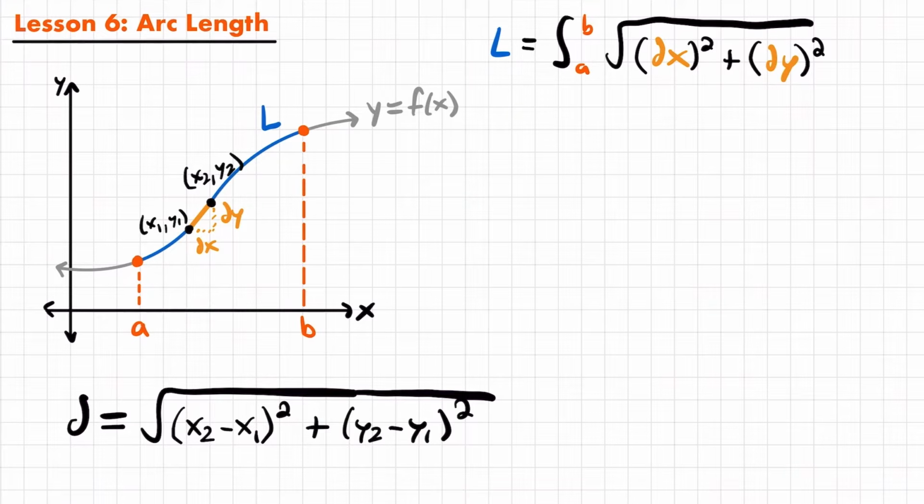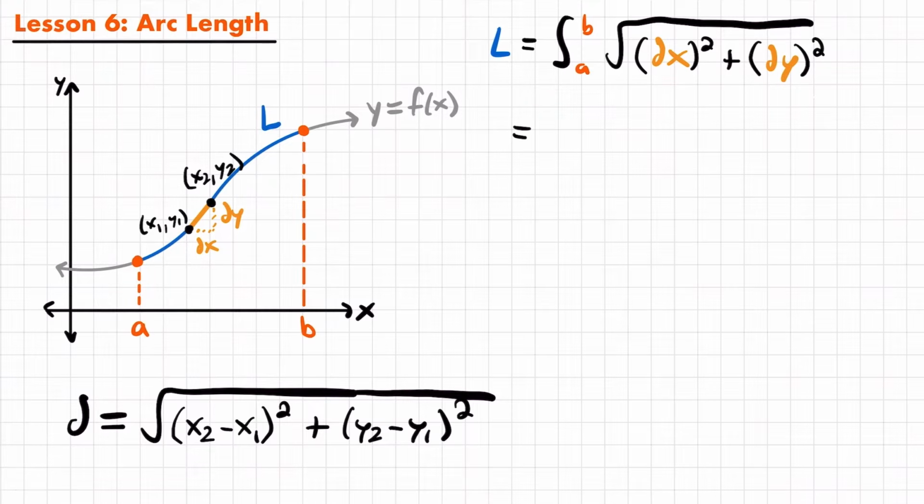Now, while that is true, we can actually simplify this a little bit into a more usable form that we can use to calculate arc length. What we can do is manipulate this integral a little bit by pulling dx squared out of each of these terms. If we factor out dx squared from each of these terms, something cool is going to happen. Let's take a look.